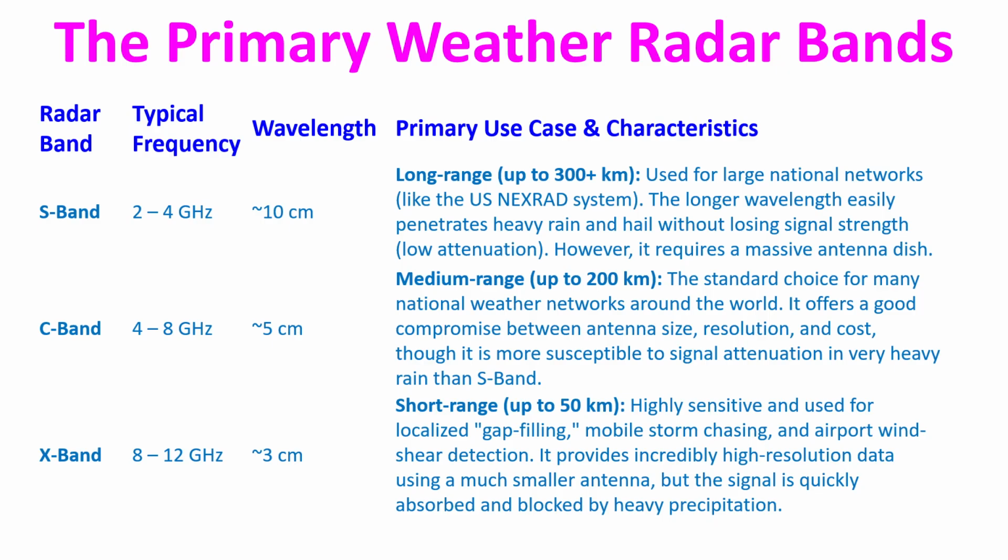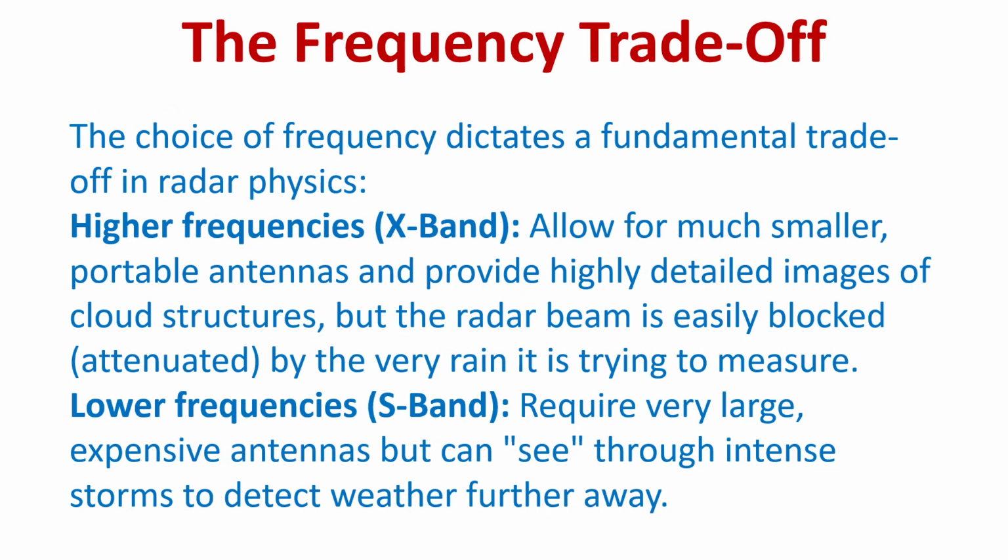X-band, 8 to 12 GHz, wavelength around 3 cm, short range up to 50 km, highly sensitive and used for localized gap filling, mobile storm chasing and airport wind shear detection. It provides incredibly high resolution data using a much smaller antenna, but the signal is quickly absorbed and blocked by heavy precipitation.